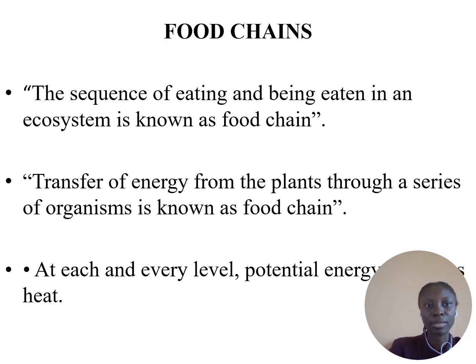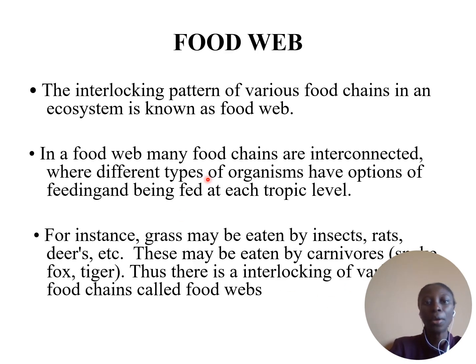Now, the second law of thermodynamics states that whenever energy is transformed, there is a loss of energy through the process of heat. And that will move us to another subtopic, which is the food chain. The food chain has to do with the process of eating and being eaten in an ecosystem. Through that process, there is a transfer of energy from one organism to another. And at each level, potential energy is released as heat.